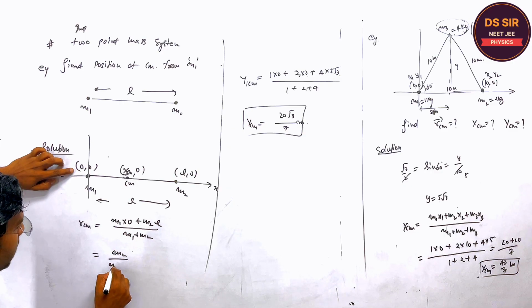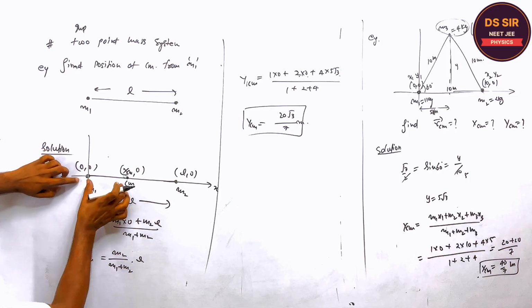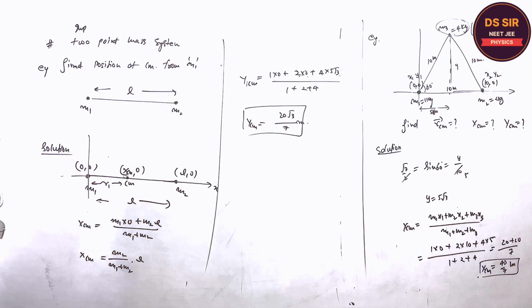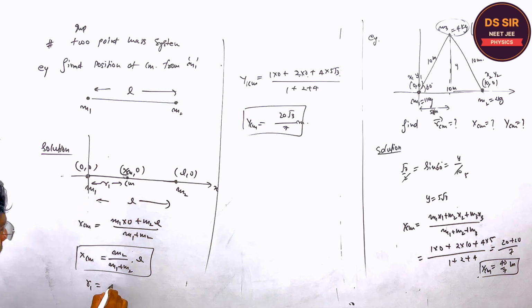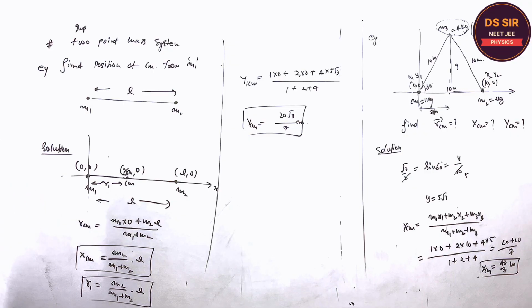So the X_CM upon M1 plus M2 into L, it will be the same. So the same value will be equal to R1. Are you getting or not? So R1 is the distance of the center of mass from M1, equal to M2 upon M1 plus M2 into L. Is it clear or not?